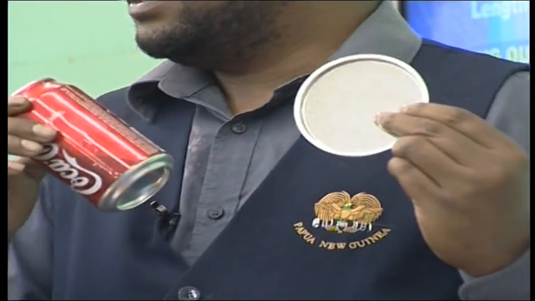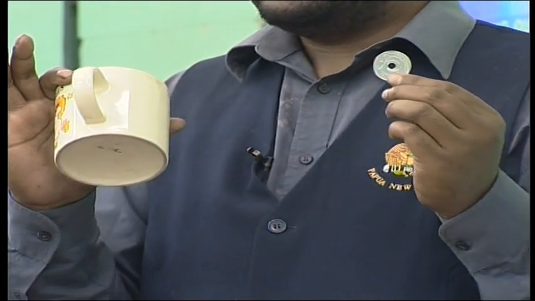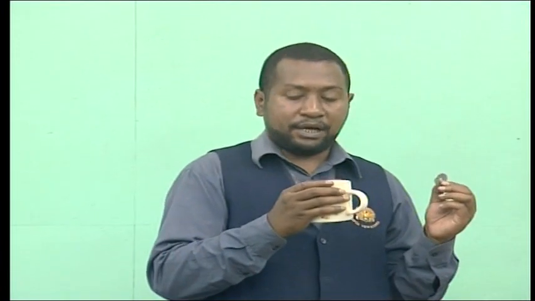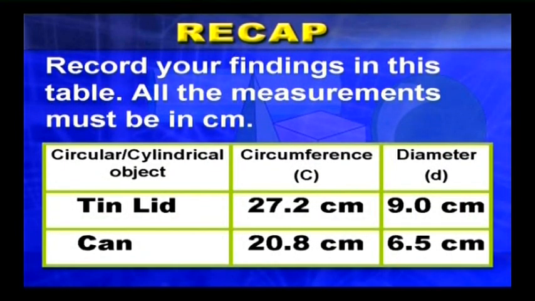Okay? And then I believe some of you might have used other objects like a cup and a coin, or a 1 kina coin. Okay? A cup and a 1 kina coin. 1 kina coin is known as what object? A circular object, and a cup is known as a cylindrical object. Very good. Now, on the screen I have the table which will show you the results of what you have collected in the previous lesson.